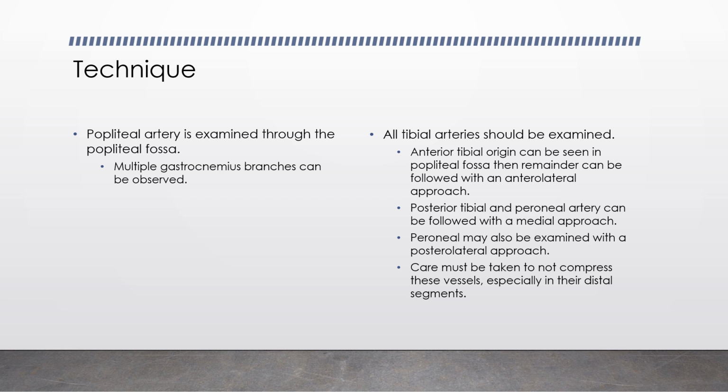All tibial arteries should be examined. So that includes your anterior tibial and your posterior tibial. We can see that anterior tibial is going to be the first bifurcation off the peroneal once it gets through the knee. And then once it leaves that, we can follow it with the anterolateral approach, coming out that lateral aspect of the anterior calf.